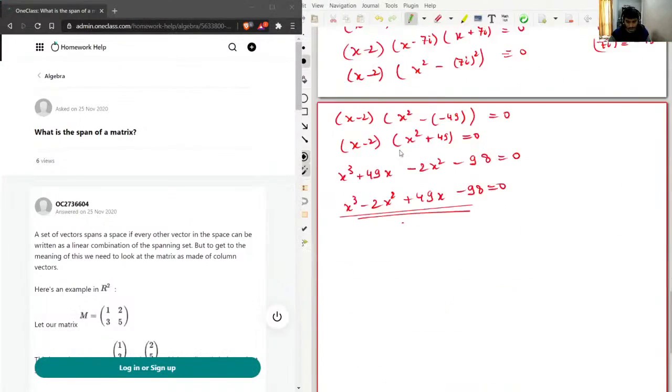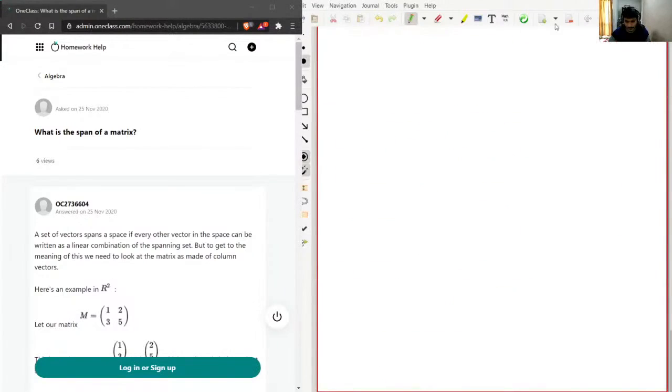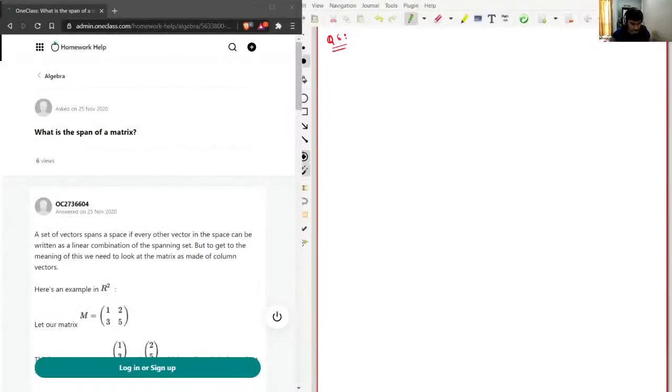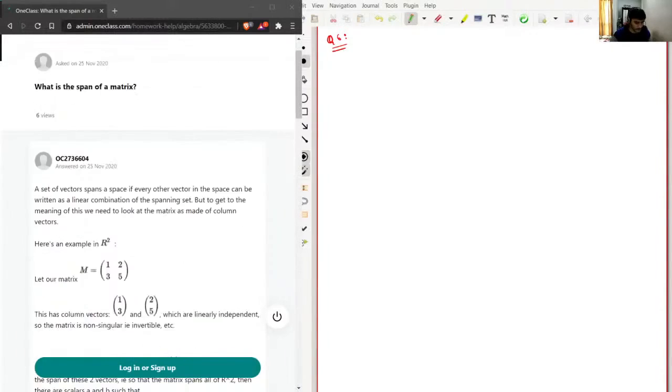So this was question 5 and this will be question 6. So question 6 is asking for what is the span of a matrix.